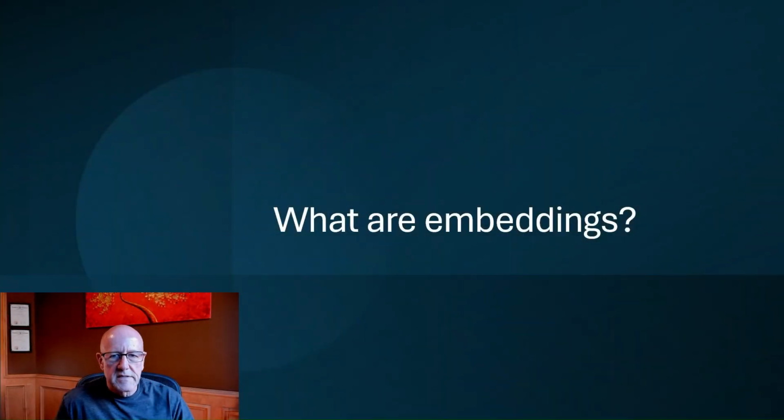What are embeddings? Embeddings are mathematical representations of things like words, images, or even entire documents. And these are expressed as an array of numbers or vectors in a multidimensional space. Embeddings are commonly used to capture the meaning or characteristics of objects in a way that machines can easily process.